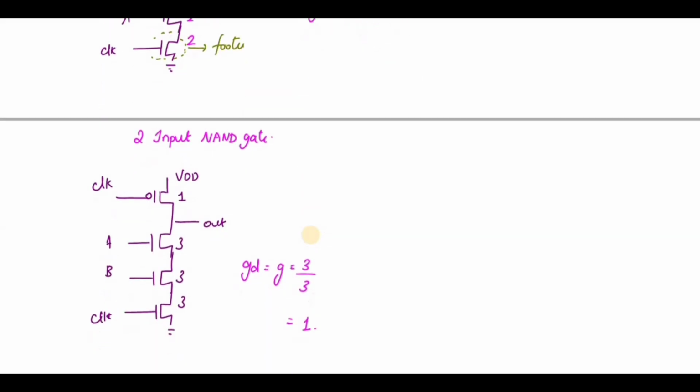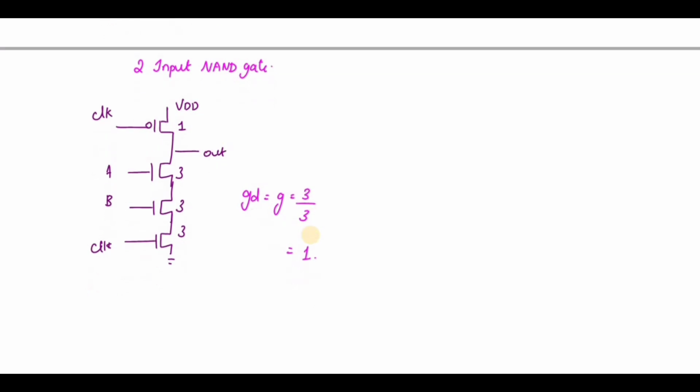Now let us discuss the 2-input NAND gate. I need to find the logical effort. You can see here A and B are connected in series, and for the PMOS, I told you it is always 1. Since 3 NMOS are connected in series, it values 3. If I want to find the GD value for the A transistor, it is 3 divided by 3, that is equal to 1. This is how we have to calculate.